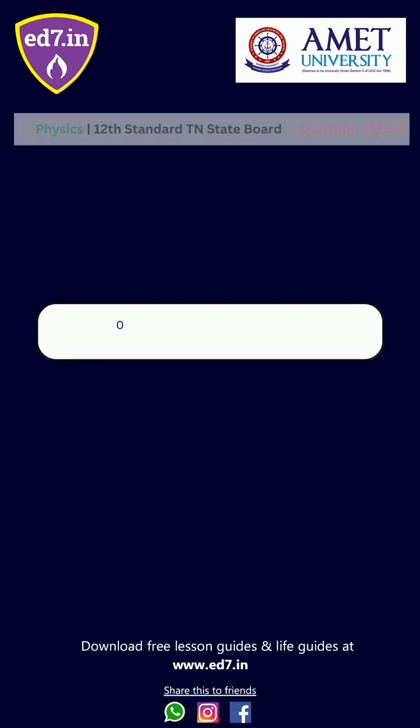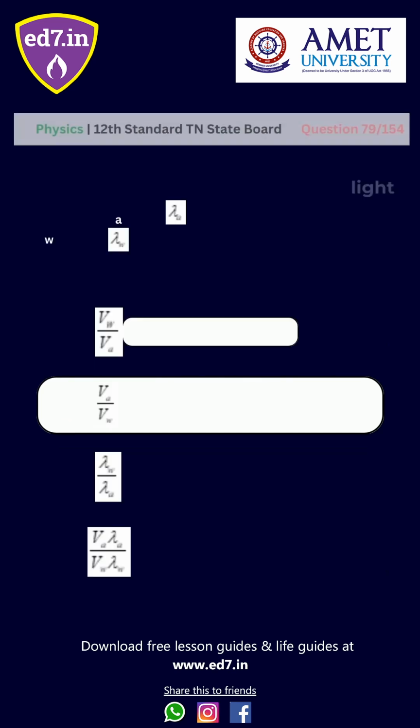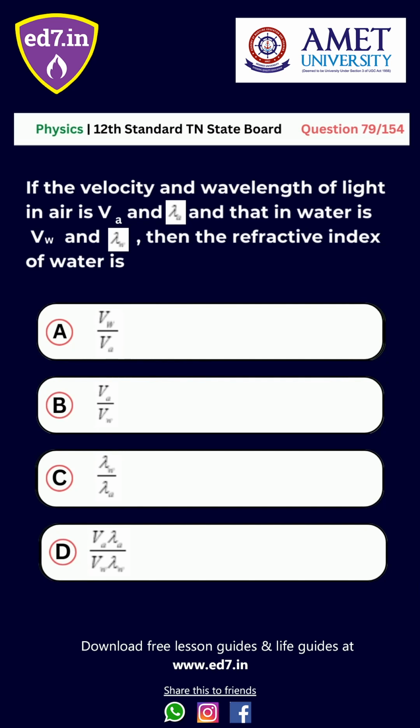None of these. Question number 78. For light incident from air onto a slab of refractive index 2, maximum possible angle of refraction is option A. 30 degree, B. 45 degree, C. 60 degree, D. 90 degree. And the right answer for this question is option A. 30 degree.